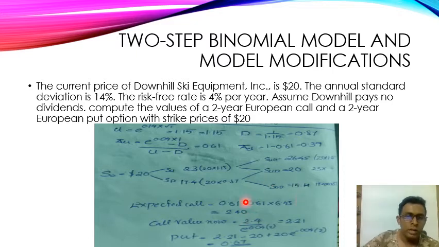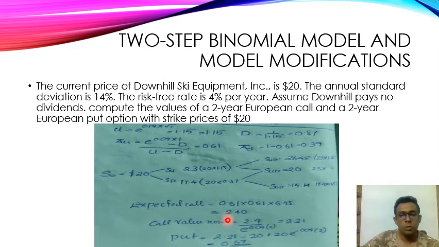So we will bring it back to now. For that, we will have to use the 2 years. So the call option now is 2.4 into e raised to minus 0.04 into 2, which is e raised to minus rt. So we will get 2.21. So now the value of the put is very easy.